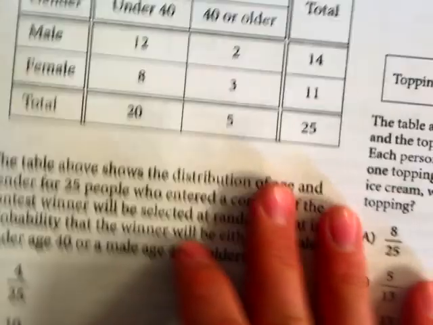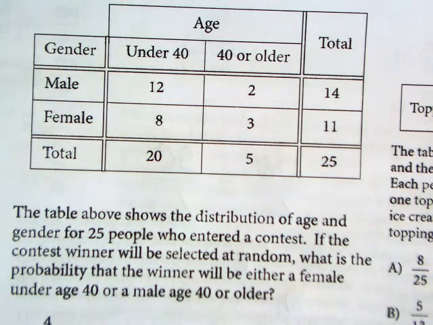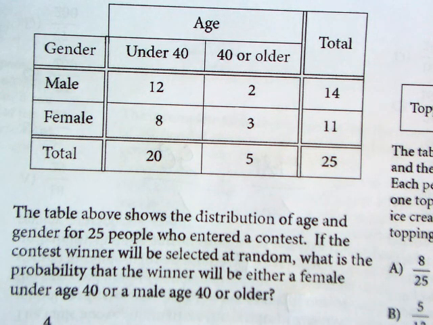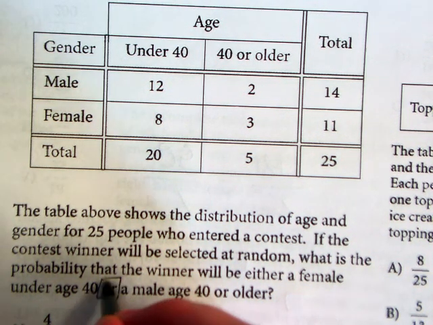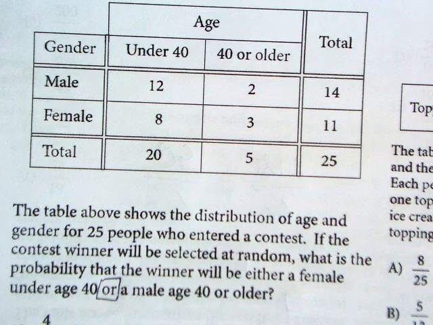Next up, there's a prize. It's a contest. There are only 25 people, so it's a pretty nice contest to be a part of, and they're choosing totally at random. They have segregated the participants by age and by gender. A key part of this probability is recognizing that the winner could be either a female under age 40 or a male age 40 or older.